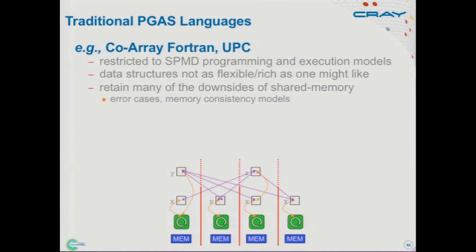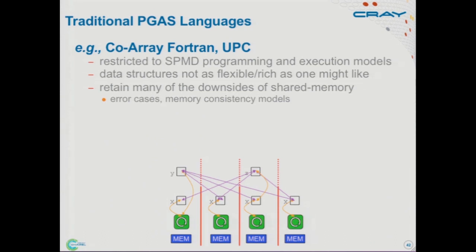The second one is that the data structures are not always as flexible or as rich as you might like. For example, UPC arrays are restricted to the 1D case. And the last one is that shared memory isn't all roses and happiness. If you've used shared memory, there are problems with race conditions, memory consistency models, things like that. And these PGAS languages have those problems as well.